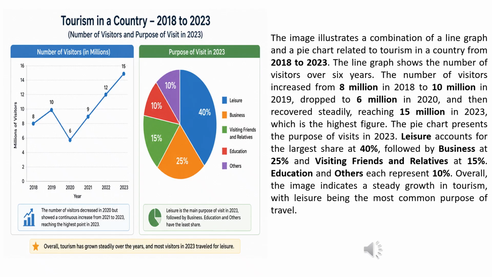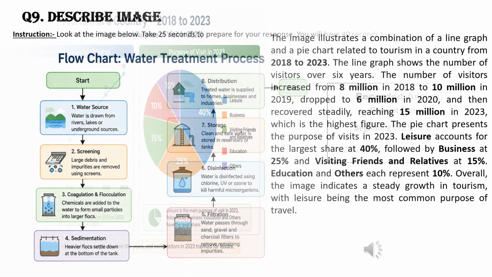The pie chart presents the purpose of visits in 2023. Leisure accounts for the largest share at 40%, followed by business at 25% and visiting friends and relatives at 15%. Education and others each represent 10%. Overall, the image indicates a steady growth in tourism, with leisure being the most common purpose of travel.